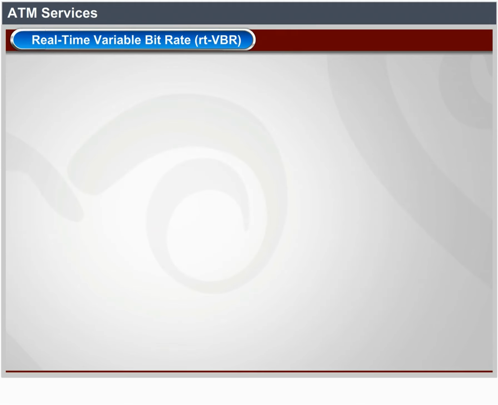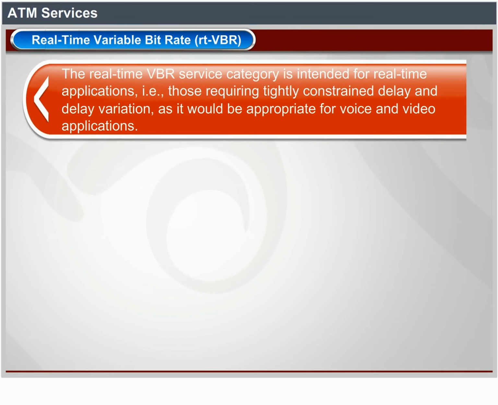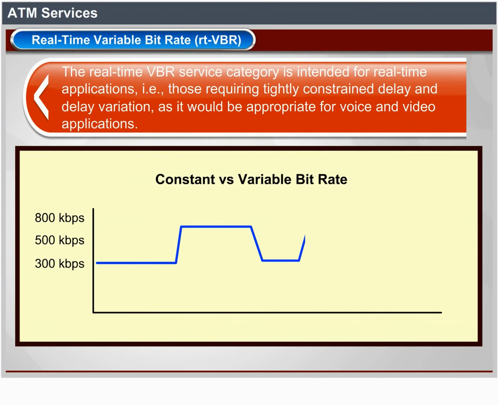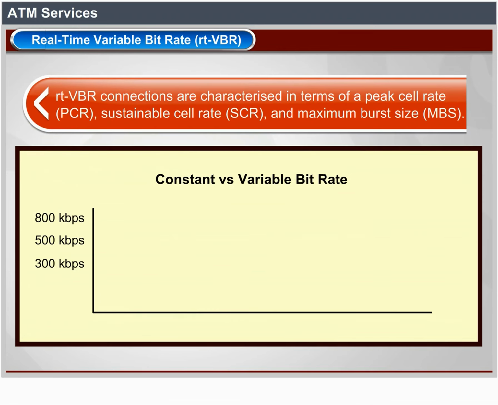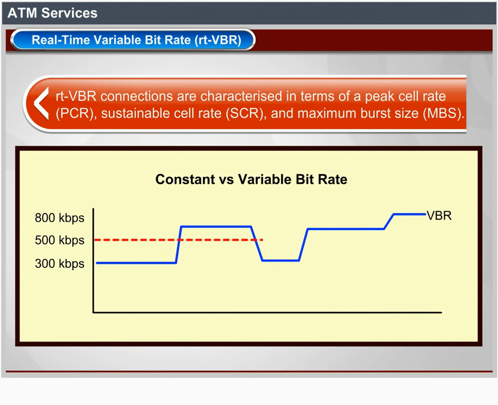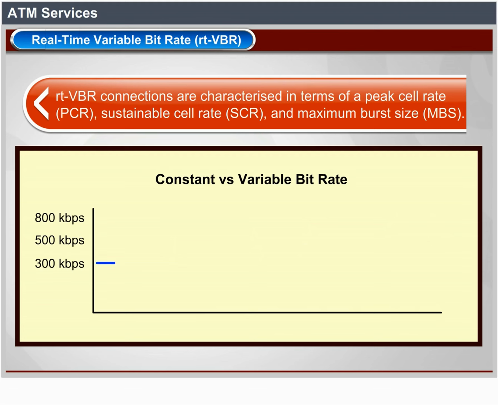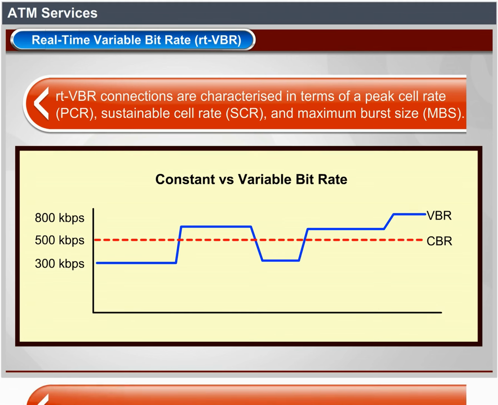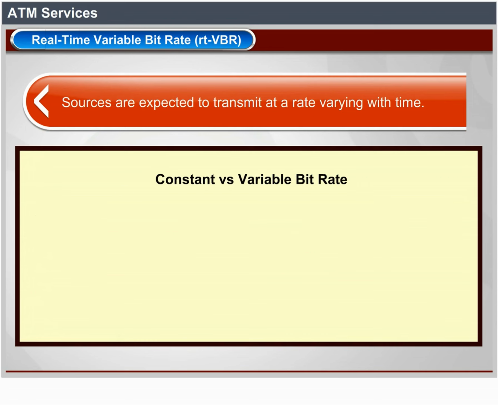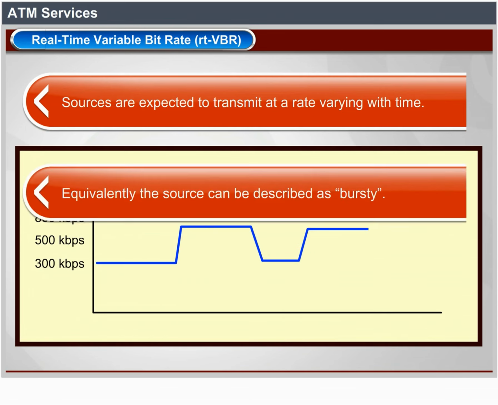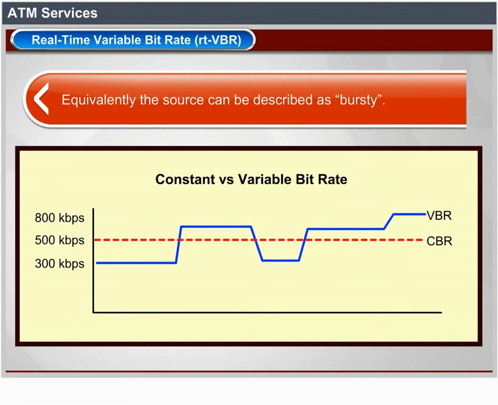Real-time variable bitrate RT-VBR. The real-time VBR service category is intended for real-time applications, that is, those requiring tightly constrained delay and delay variation as would be appropriate for voice and video applications. RT-VBR connections are characterized in terms of a peak cell rate PCR, sustainable cell rate SCR, and maximum burst size MBS. Sources are expected to transmit at a rate that varies with time.